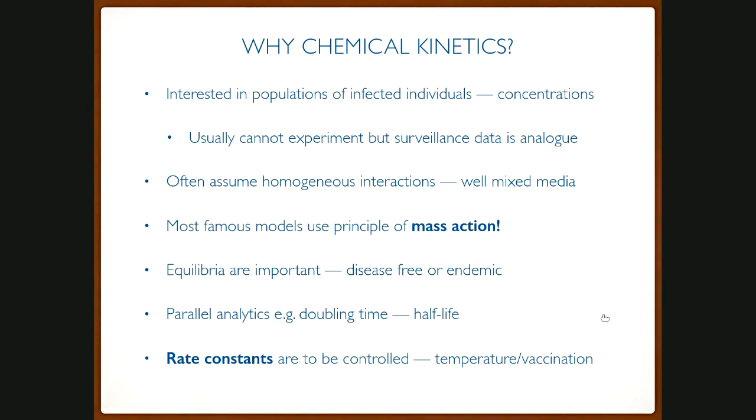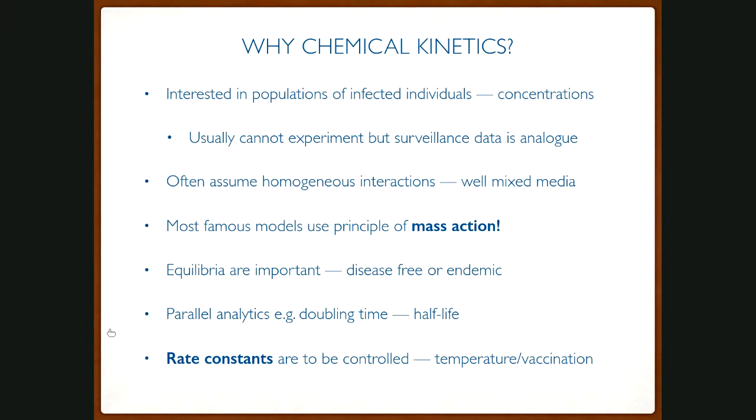Other points worth noting is that the equilibria of those regions which describe the epidemic are important. You might want to know if you end up in a disease-free state, or if you have something that is seasonally endemic. Some of the ways that we talk about how the epidemic is progressing are quite similar. In chemistry, you'll talk a lot about half-lives. In epidemiology, they often talk about doubling times, which is sort of the converse of that. That's very much related to this exponential dynamic.